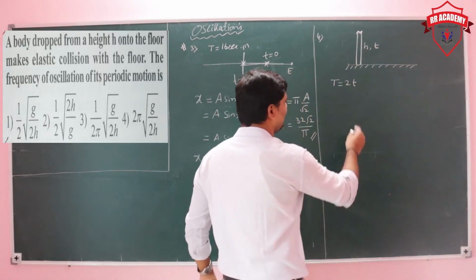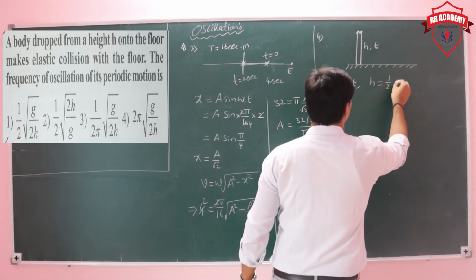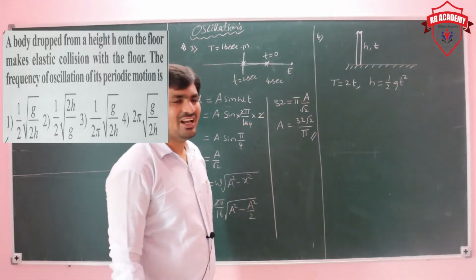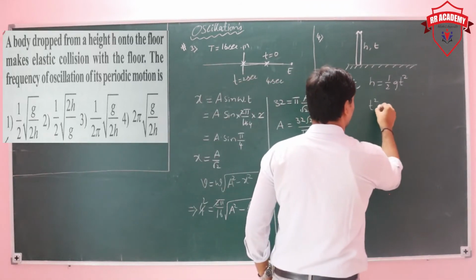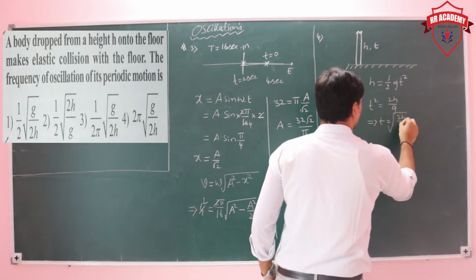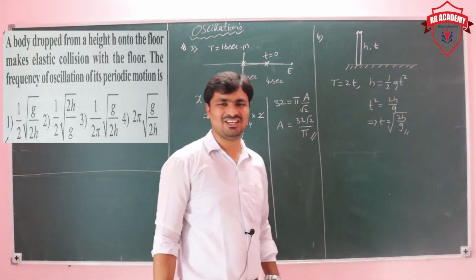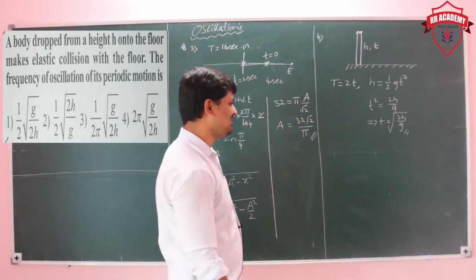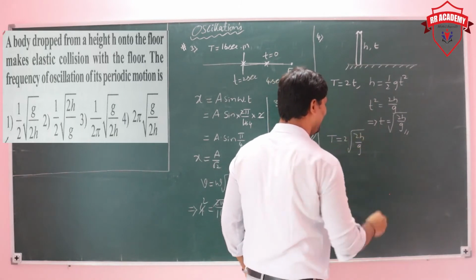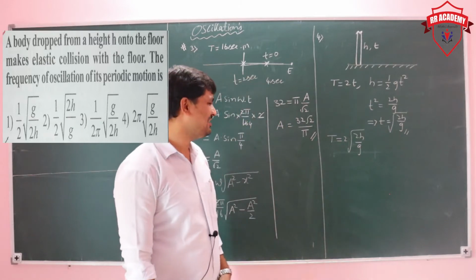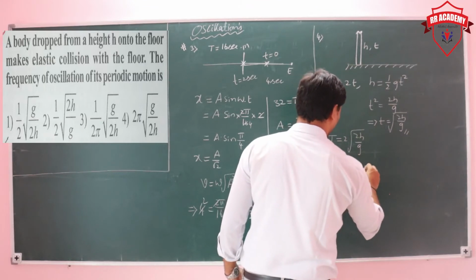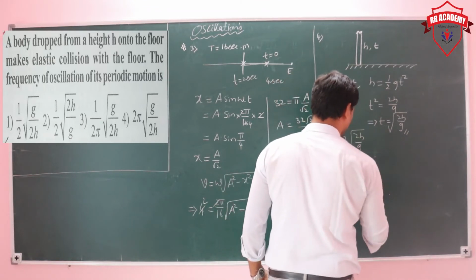Now displacement h is equal to half g t square. Then t square is equal to 2h upon g, and t is equal to under root 2h upon g. Then time period T is equal to 2 into under root 2h upon g. Then frequency is nothing but the reciprocal of time period. The reciprocal of time period means how much can you get?